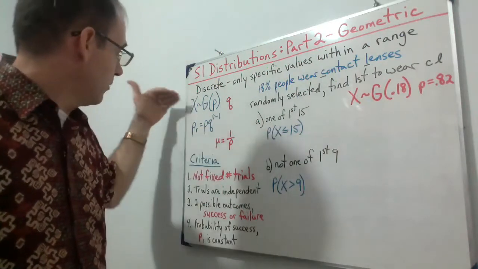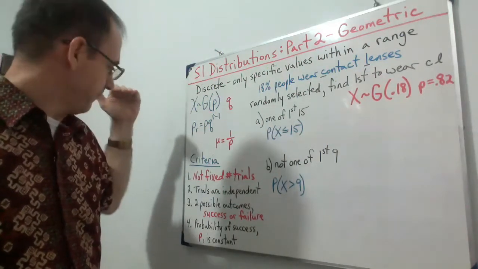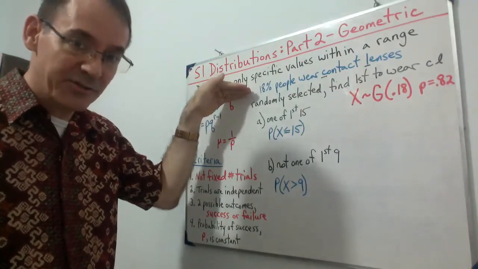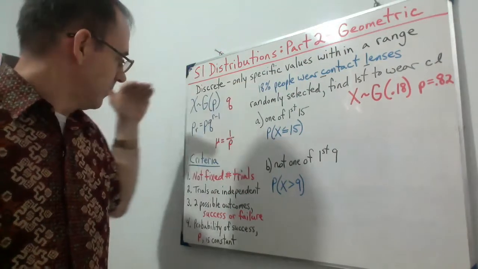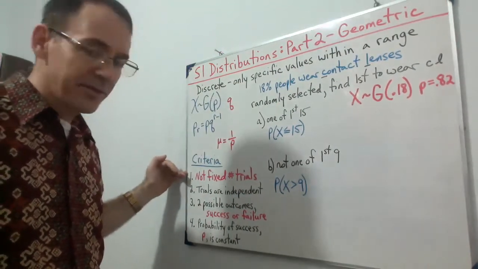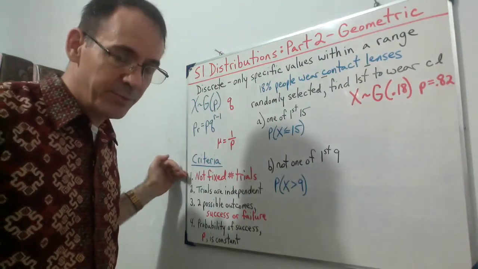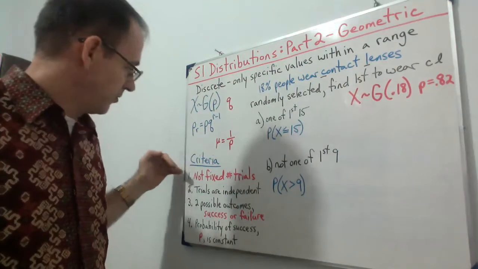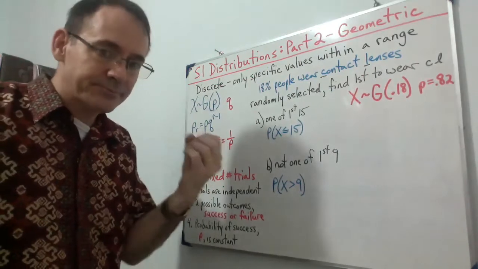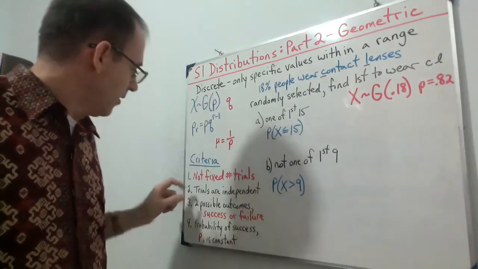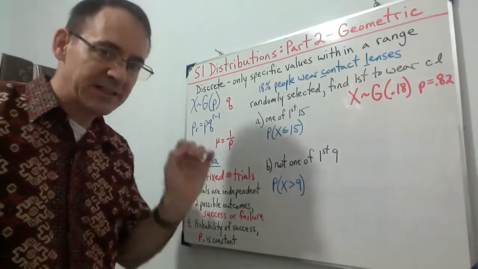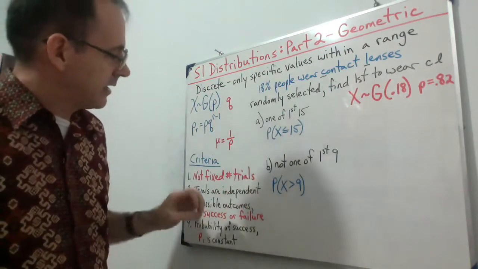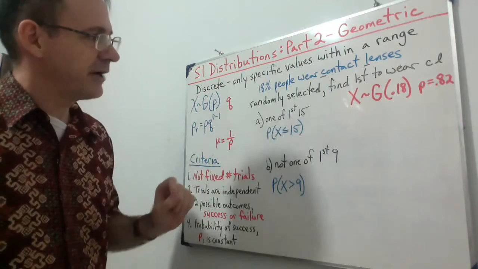So there's not a fixed number of trials. So we're dealing with discrete data. A person either wears the contact lens or they don't. And we're dealing with continuing to select people until you find one that does wear contact lenses. So this is like repeated selection, or there's no fixed number of people that you're looking at. So not a fixed number of trials.